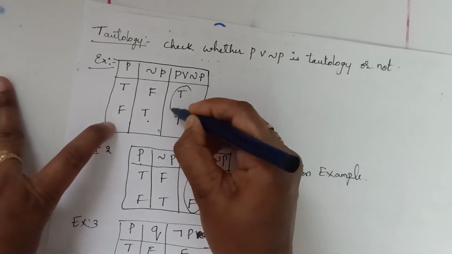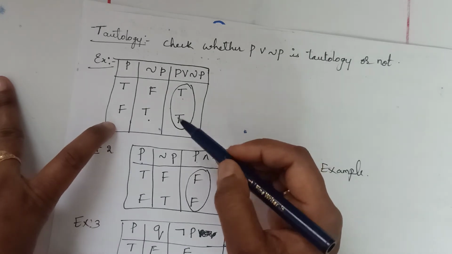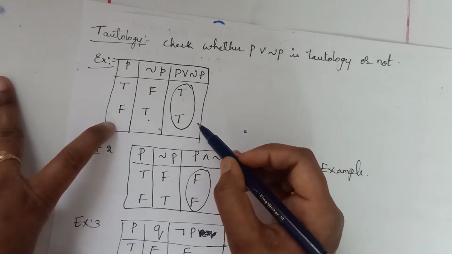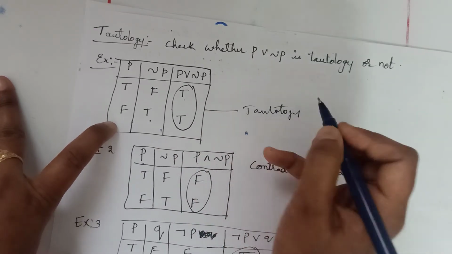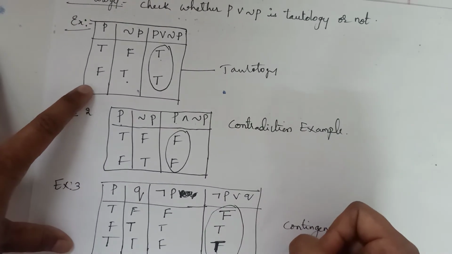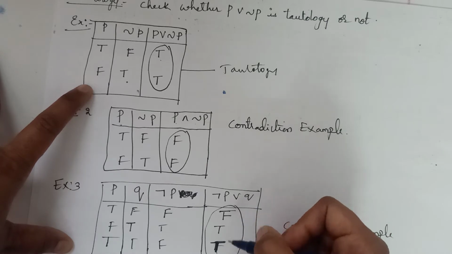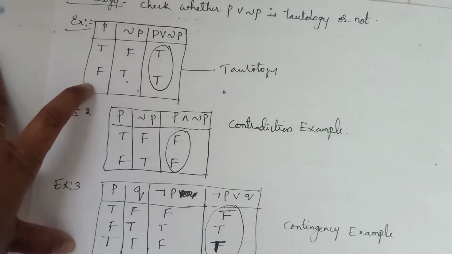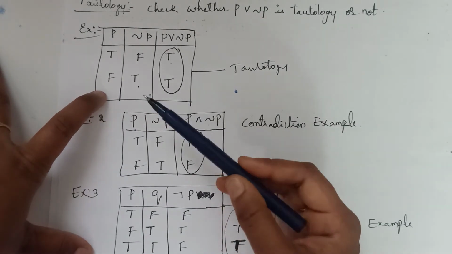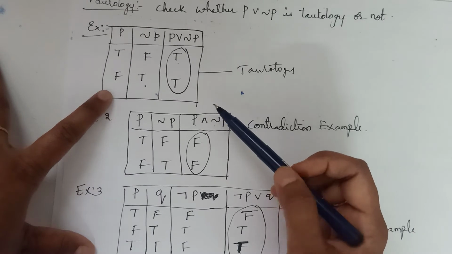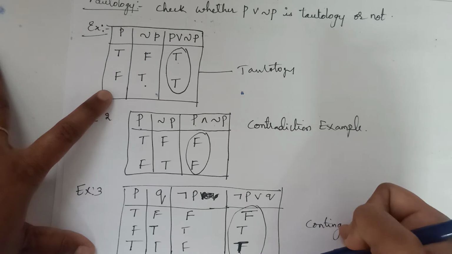And in this truth table, the last column has all true values. Therefore, it is a tautology. This is a tautology, this is a contradiction, and this is a contingency. The statement formula is neither a tautology nor a contradiction, therefore it is a contingency. So, in this way, by constructing the truth table of a given statement formula, you can easily identify whether it is a tautology, contradiction or contingency.